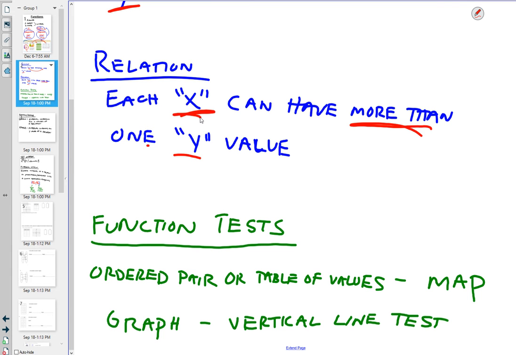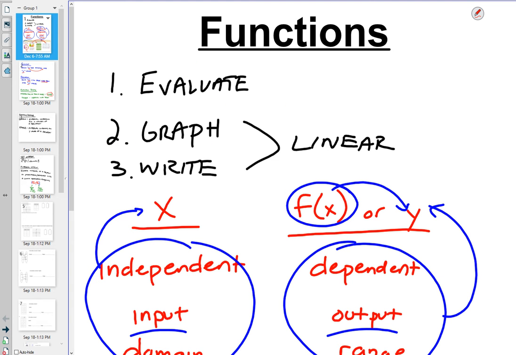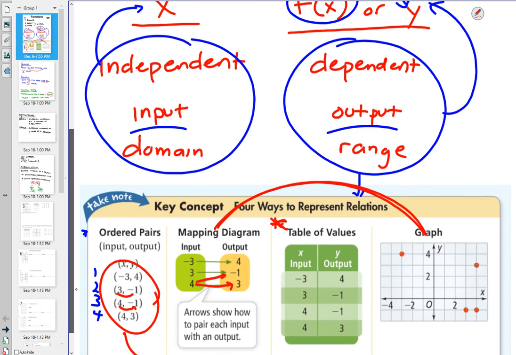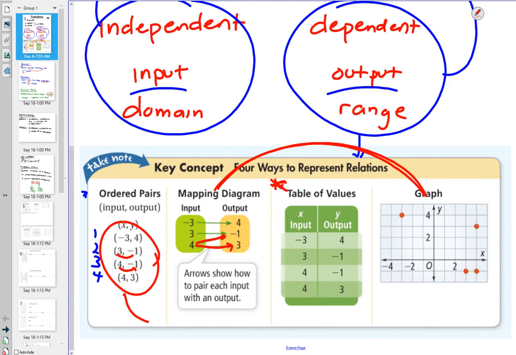These are the 2 function tests. So one of them is the map. The other one on a graph is called the vertical line test. You might remember that as well. If I go to the same graph and I were to draw a vertical line, since I have a computer, I can actually use a vertical line. You would probably have to use a ruler.